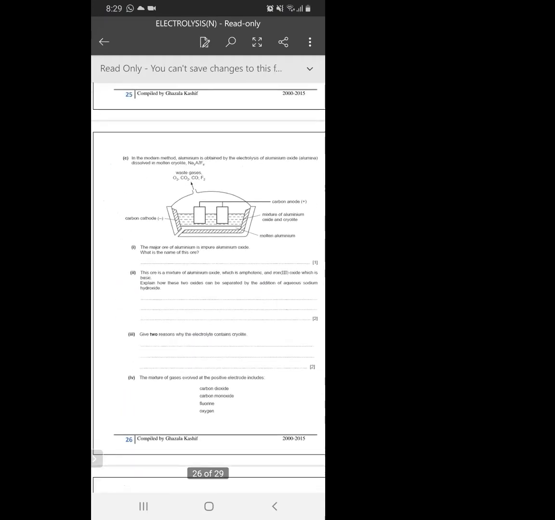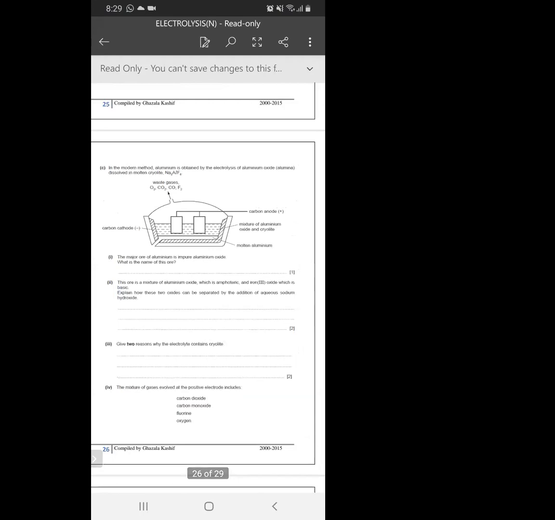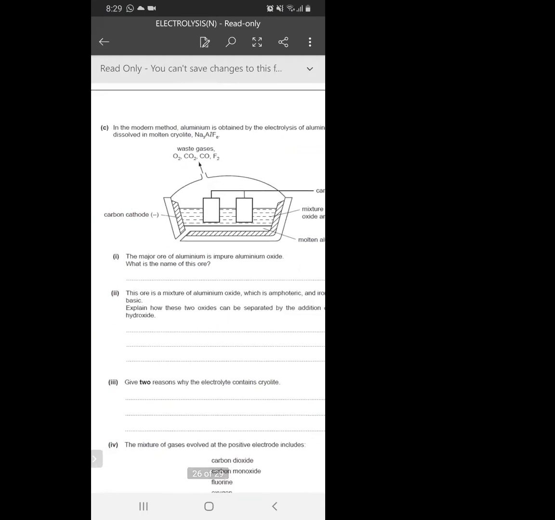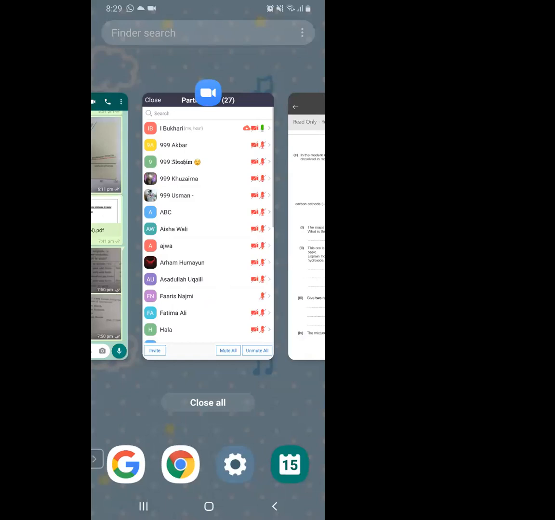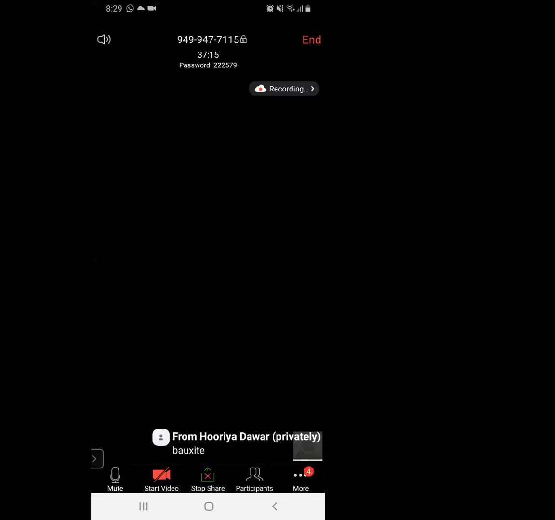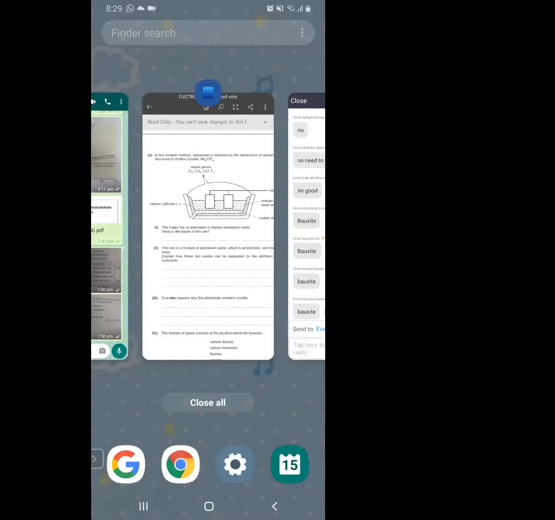Okay, this is extraction of aluminium. In the modern method, aluminium is obtained by the electrolysis of aluminium oxide, alumina, dissolved in molten cryolite, and molten cryolite formula is Na3AlF6. The major ore of aluminium is impure aluminium oxide. What is the name of this ore? Do you know the name of the ore of aluminium? Yes, Hania, good job. Bauxite it is.